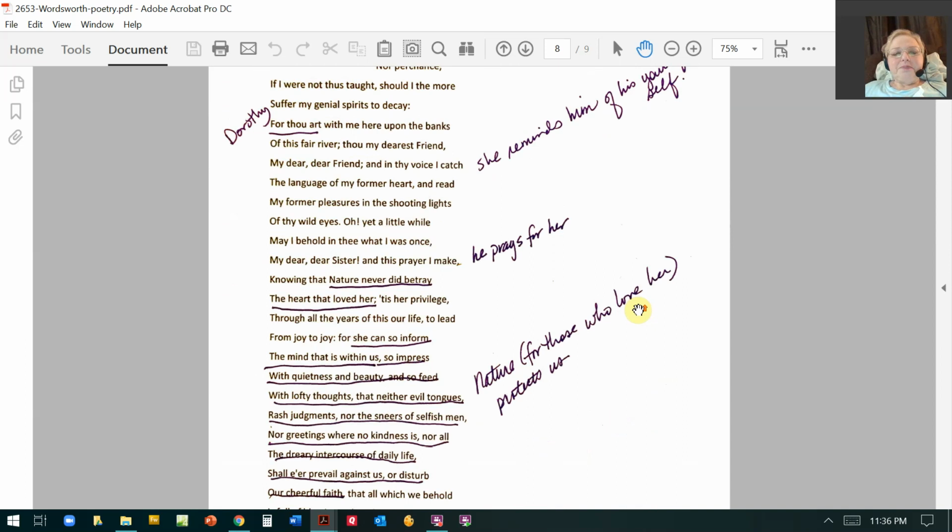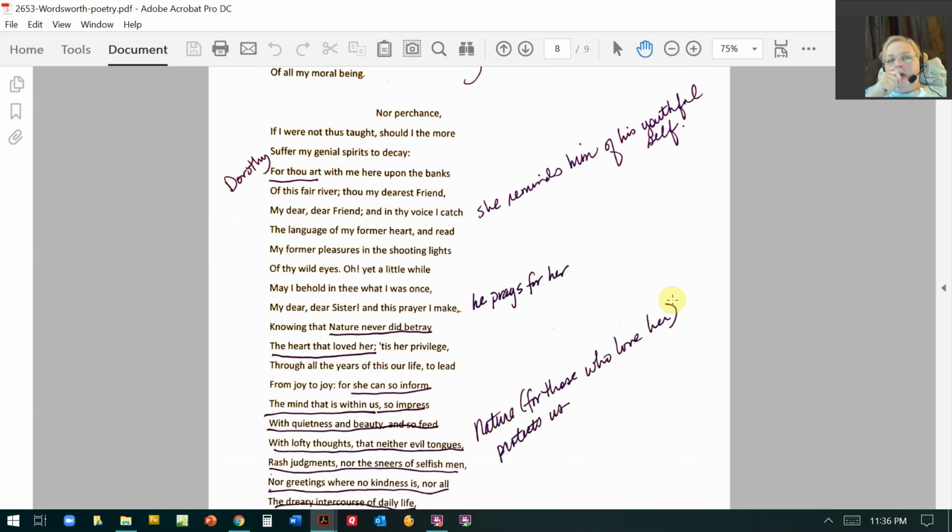So he says, this next part is where he talks to Dorothy, his sister. And he says, and though I'm happy being here, what makes it even better is that you, my dear sister, are here with me. And you remind me of myself, right? You are experiencing this for the first time and you have that joy in nature itself. And he says, and I see that. And he says, and I pray for her.